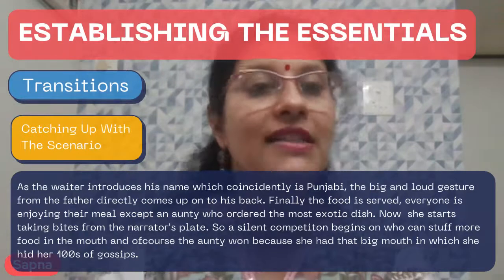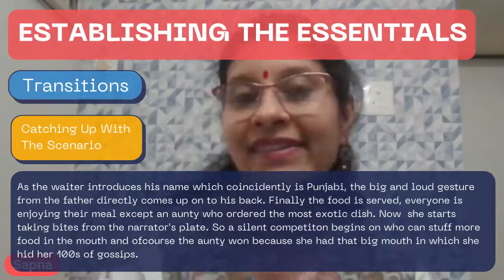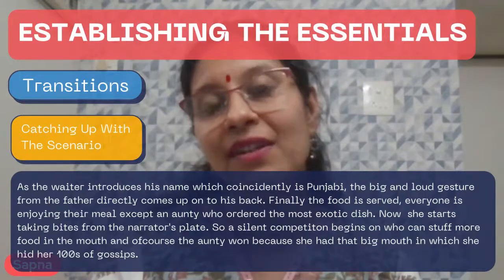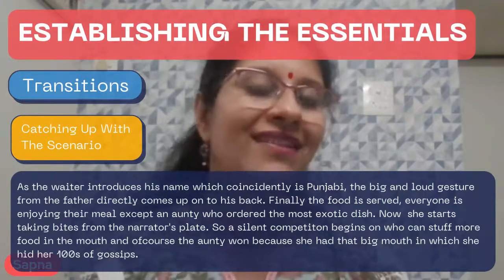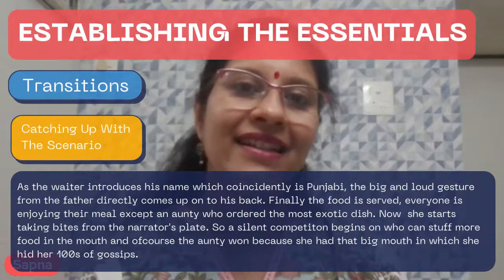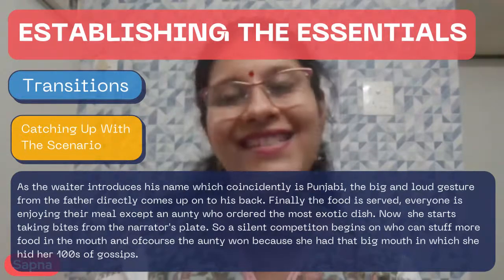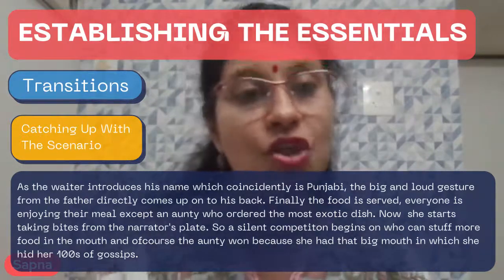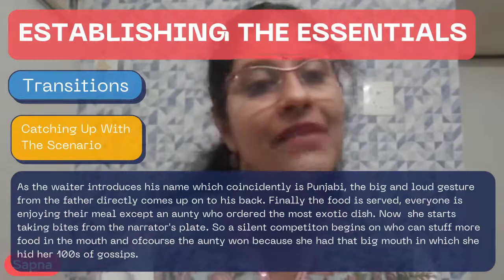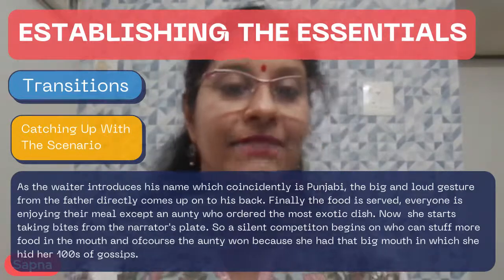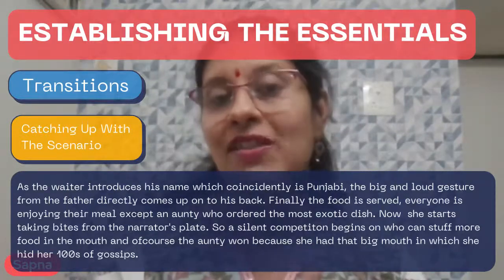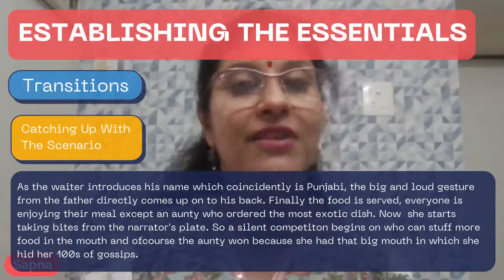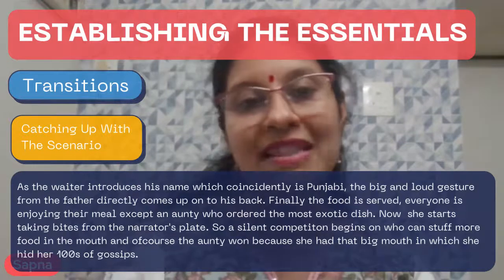So, for the transitions, let's recollect that we had spoken about how the waiter is giving the menu only to a few of the guests there, and it seems that he is cherry picking the ones whom he feels are educated enough, right? Now how will you transition to the next joke? Yes, so for that you can say, as the waiter introduces his name, which coincidentally is Punjabi. So that's one community that we are talking about. The big and loud gesture from the father directly comes up onto his back.